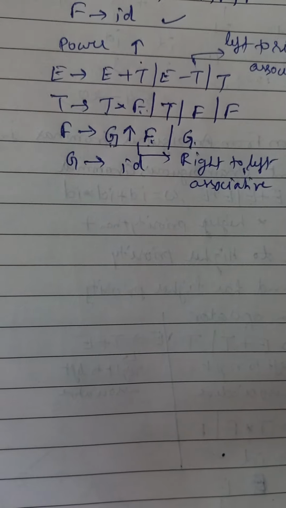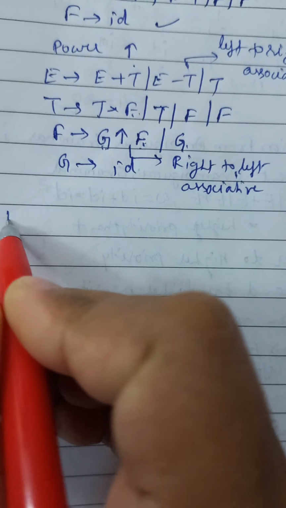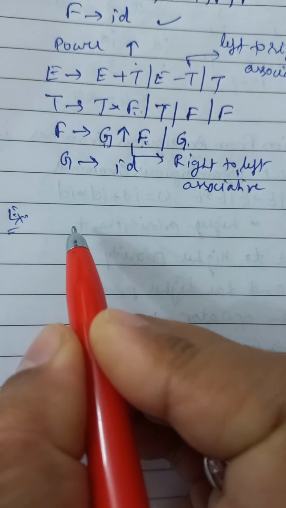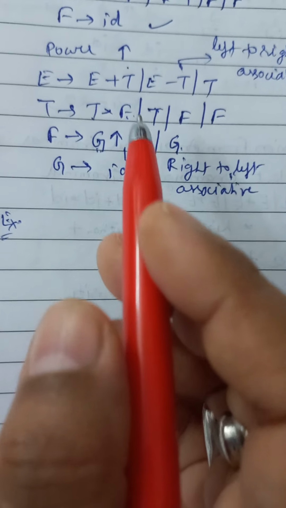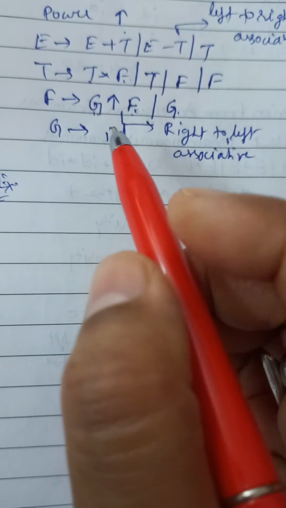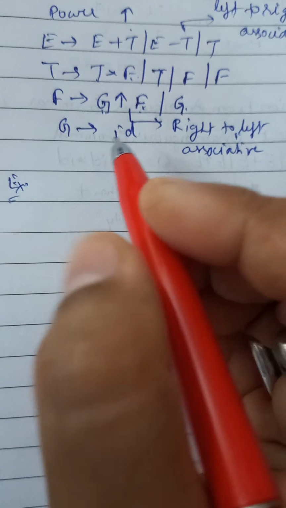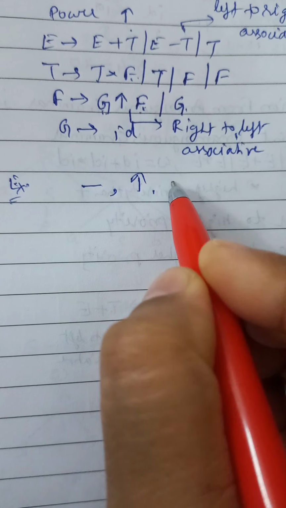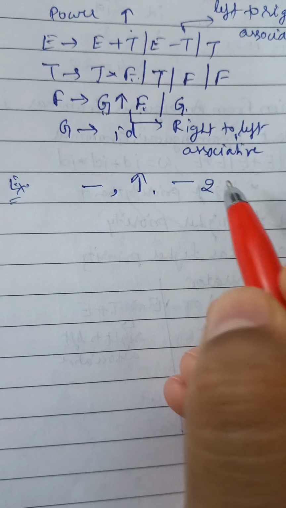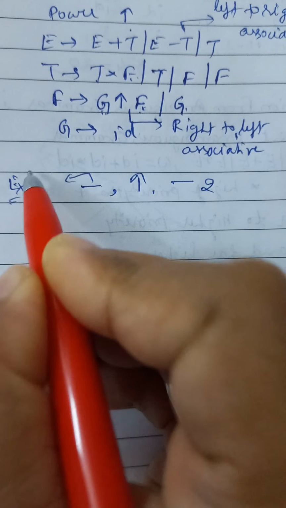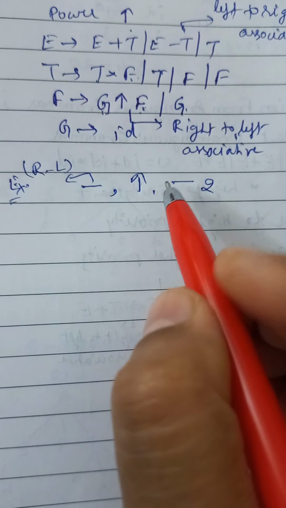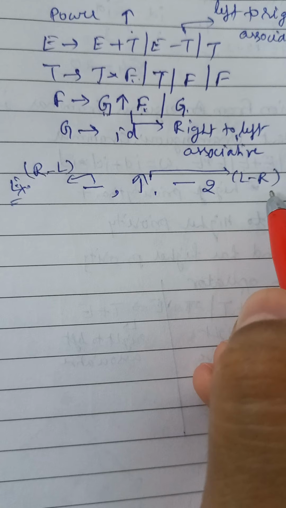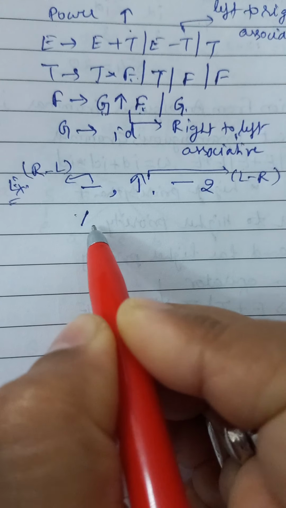So let's take an example and understand how we can write a CFG with the following rules. Suppose for the same grammar we have this, and the precedence level is 2, and this is right to left associative, and this is left to right associative. It is given.